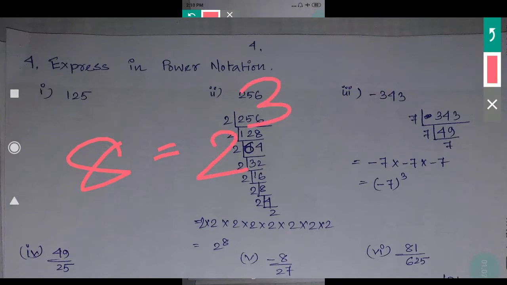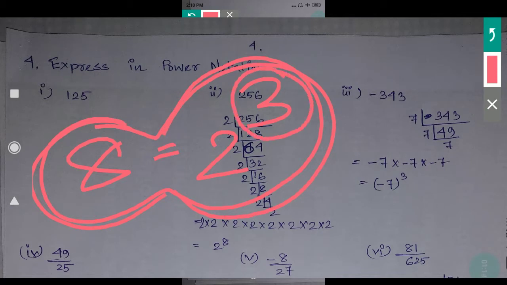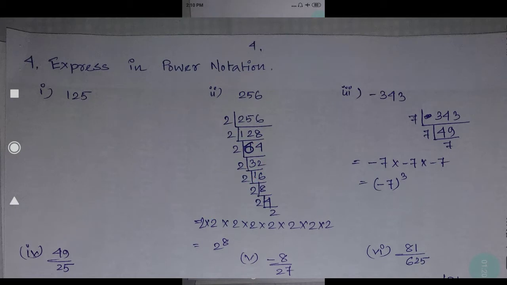So that means we have to write the numbers like this. This number previously given was 8, so we write it in the form of power notation, that is 2 cube. Here 3 is the power and 2 is the base. That means it is in the form of power notation. So like this we have to write. See the question in your exercise, question number 4, it is given: express in power notation. So you have to write in the form of power.